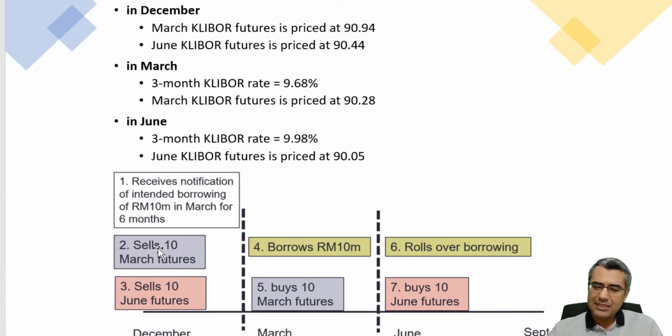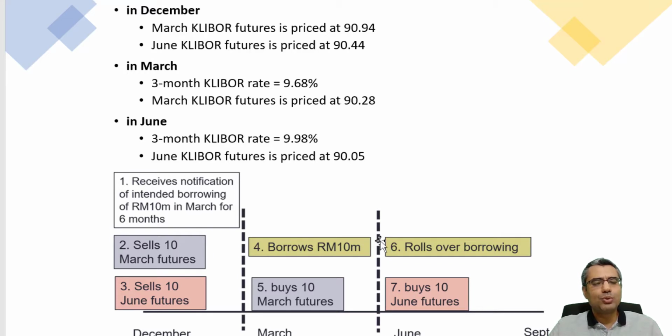So immediately when I receive the notification of borrowing in March, I short 10 March futures contracts and 10 June futures contracts. Then I already did everything that I was supposed to do in December. I wait until March. Now in March, I need to borrow, as it was the plan, 10 million ringgit. So I borrow in March. Now let's close the position on the 10 March futures contract. This is the maturity. So I just close the position by buying 10 March futures contracts, and then I already locked in the interest rate for borrowing 10 million ringgit in March.